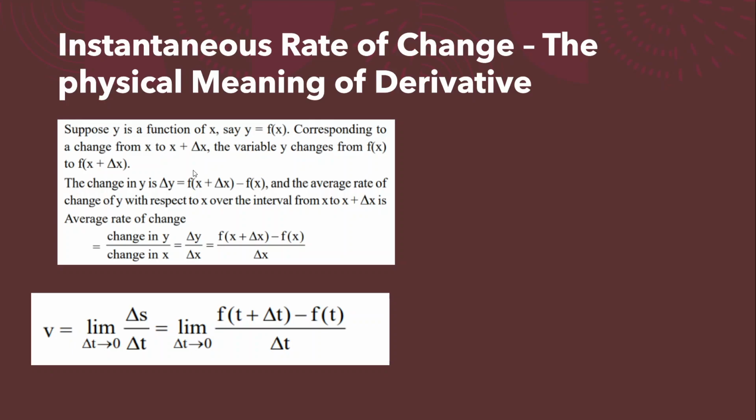So, instantaneous rate of change, the physical meaning of derivative. Okay, ito is one of the application of the derivative, dy over dx. Suppose y is a function of x, say y is equals to f of x, corresponding to a change from x to x plus delta x, may increment. So, from x, yung susunod na value niya is x plus delta x. The variable y changes from f of x to f of x plus delta x. So, the change in y, delta y, is equals to f of x plus delta x minus f of x. And the average rate of change of y with respect to x over the interval from x to x plus delta x is ito. Okay, so dyan nakuha si dy over dx. So, ganun ulit. Same lang. Okay, same formula.